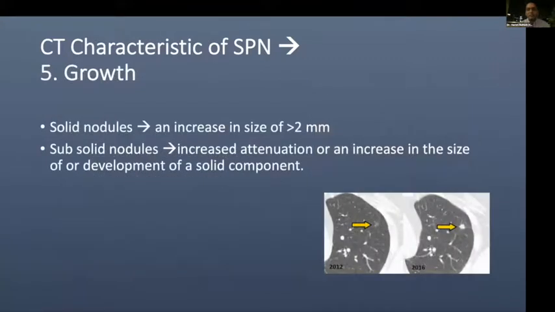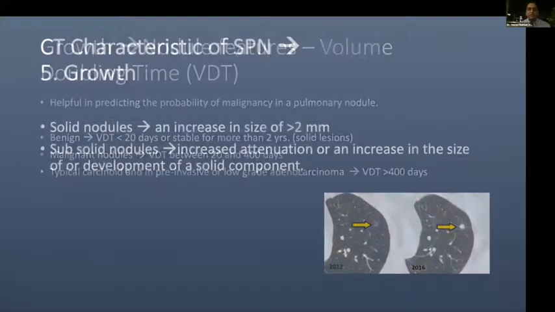How about growth? Growth is very important for us to understand this. If you're following up a CT scan, a solid nodule that increases more than 2 millimeters in size is something you should turn an eye to, and you should consider getting a histological diagnosis. What about if it's a subsolid lesion? If there's either an increase in attenuation or an increase in the solid component, it's something you should also keep a close eye on.